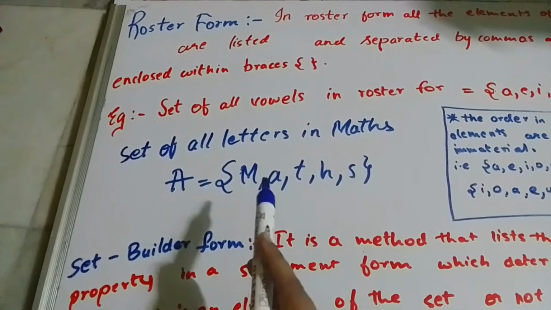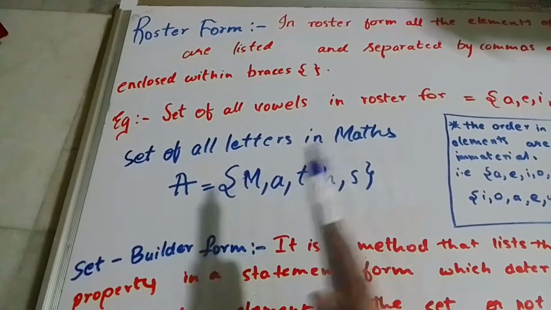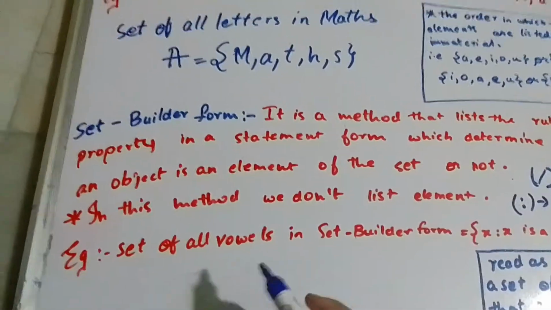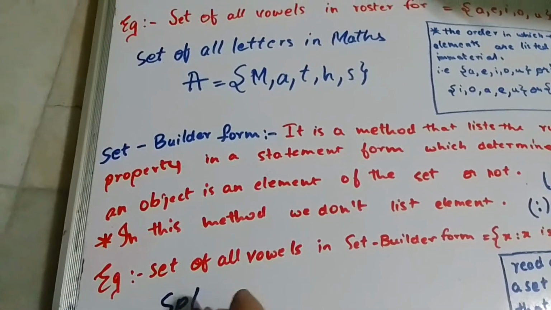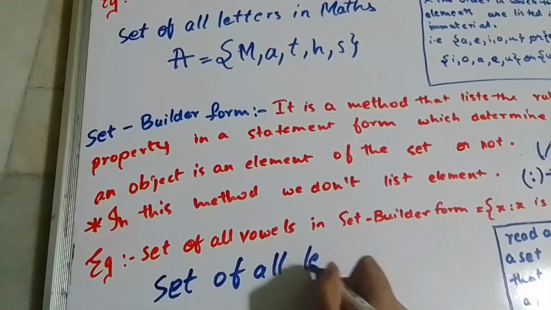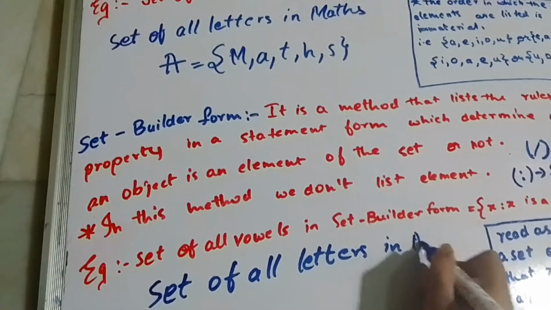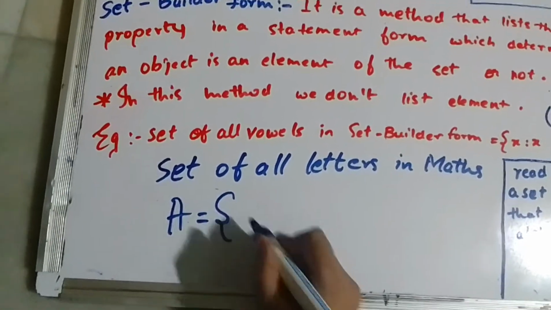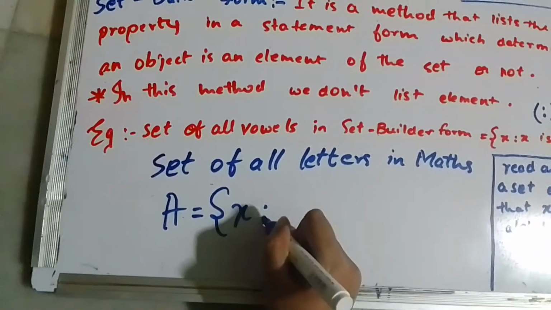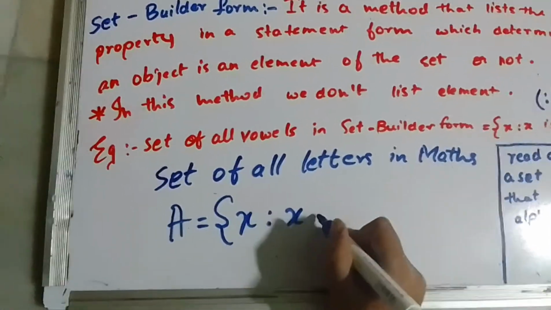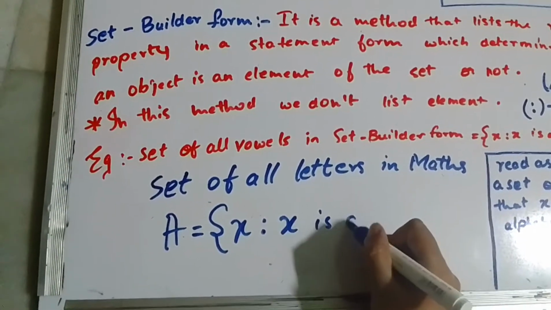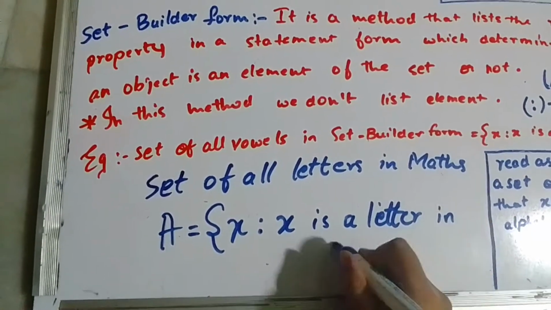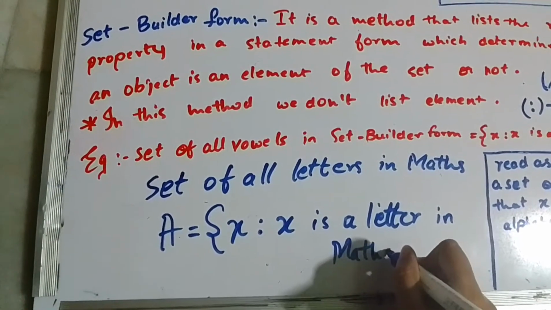How can we identify this? If we see elements separated with commas, then we say this is the roster form. Now the set builder form: the set of all letters in maths, A = {x : x is a letter in maths}.